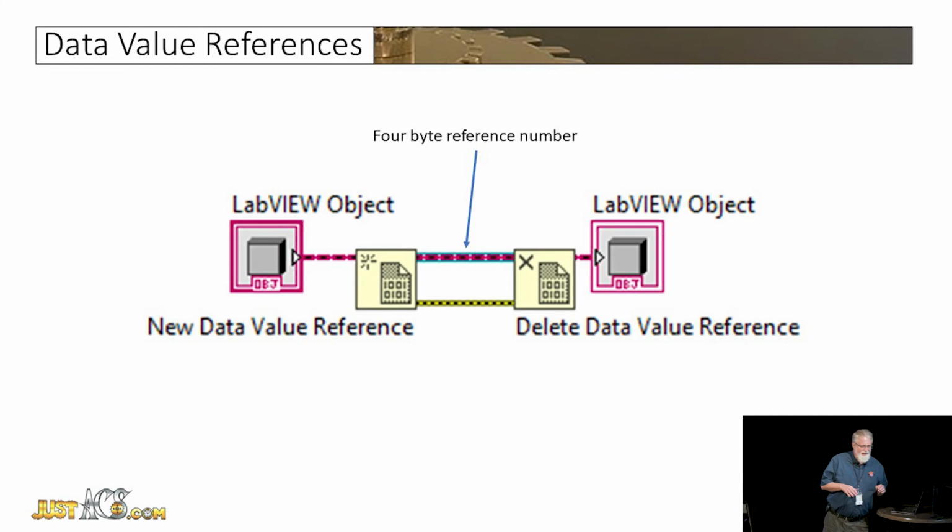So data value references, I'll gloss over this real quick just for the sake of completeness and for the video audience. Data value references are just, I can take any piece of LabVIEW data and I can create a data value reference for it, and now I have a pointer to that data in memory. And if I have that reference, I can access that data and manipulate it. If you have that reference, you can access that data and manipulate it, and we can try to do this at the same time and cause ourselves all kinds of problems, like performance issues and race conditions and deadlocks.